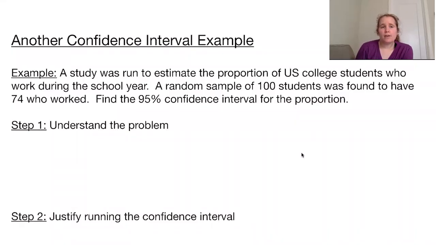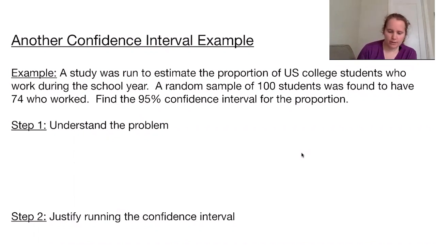Welcome to another confidence interval example. In this example, a study was run to estimate the proportion of US college students who work during the school year. A random sample of 100 students was found to have 74 who worked. Find the 95% confidence interval for the proportion.